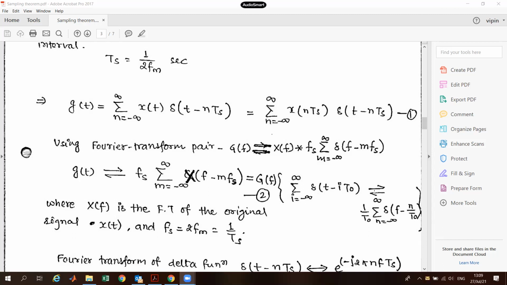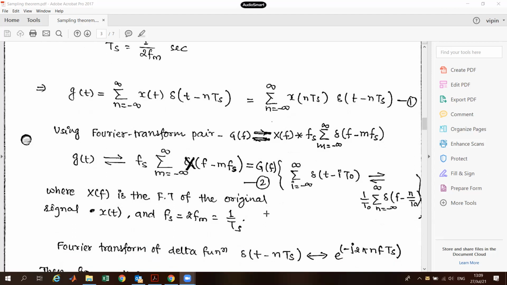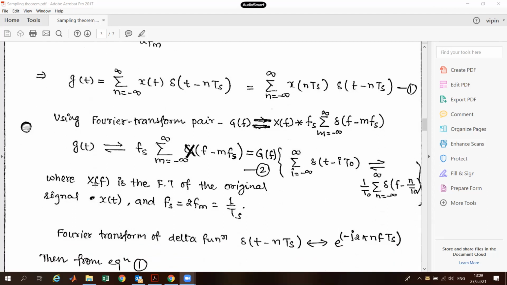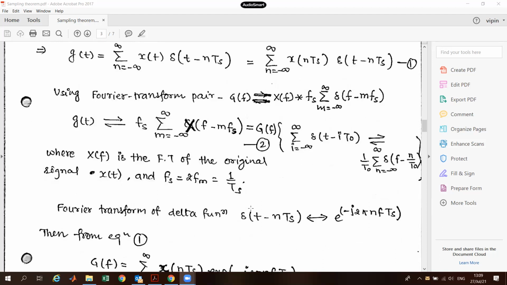How does it change to frequency in this t minus t naught, as given to you? If you take a Fourier transform of this, then how is it going to change? So this is your frequency fs. Here the time is t naught, where it is ts here. So it will change to 1 divided by t naught, and this will be f minus n divided by t naught. So 1 divided by t naught is equal to fs in this case. So we can say where xf is the Fourier transform of the original signal xt, and fs is equal to twice fm, equal to 1 divided by ts.